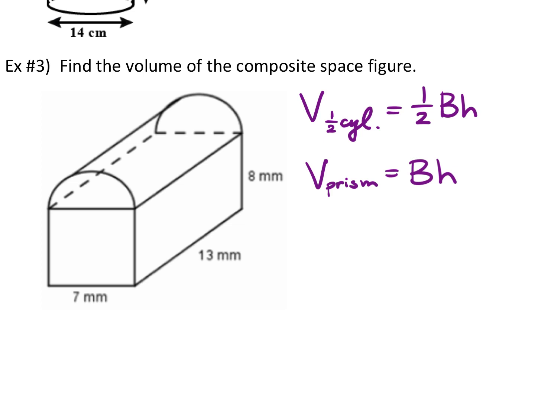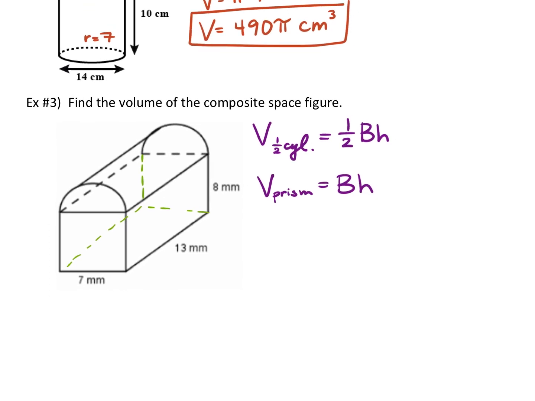You know what I'm going to do here? I like to see the other stuff, so I'm going to draw this in. You don't have to if you don't want, but I just like it. Do you want to start with the cylinder or the prism? Cylinder. Let's do it. So if we're doing the volume of half a cylinder, it's going to be 1/2.